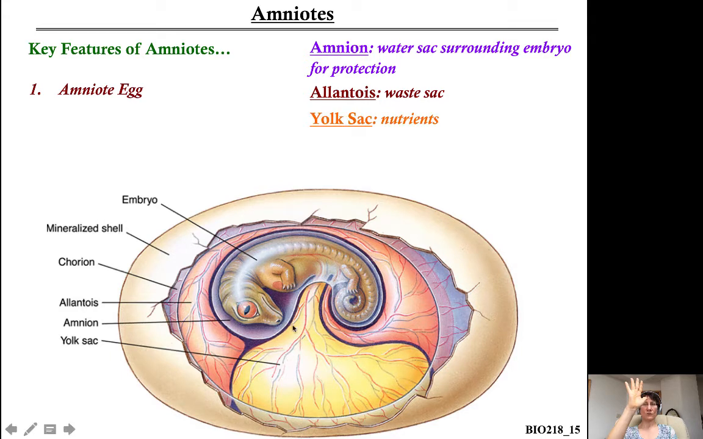The yolk sac is indicated here in yellow, and you can see it here, and notice it attaches right about where the stomach would be. So this is what's holding all of the nutrients for the growing embryo. This is where it's going to get all of its energy from.